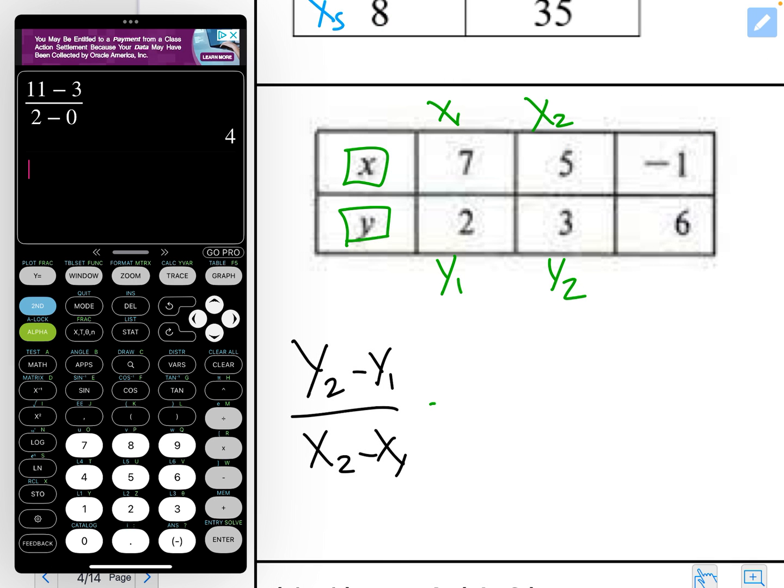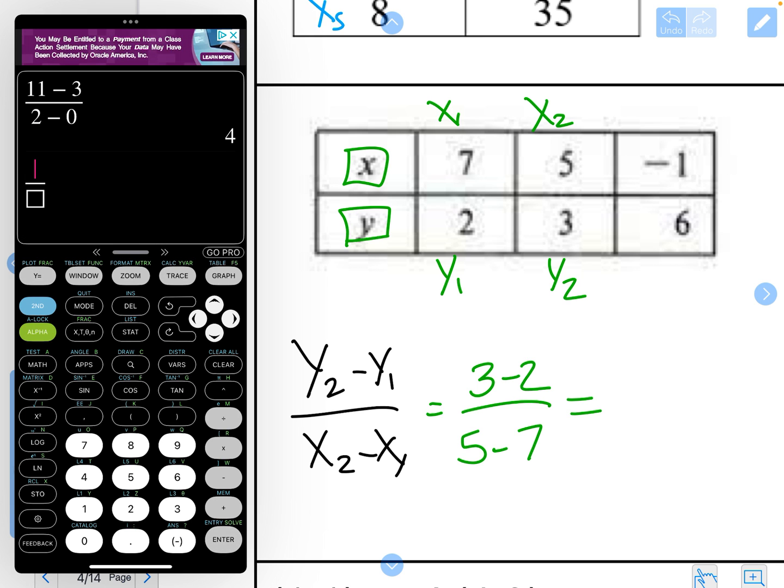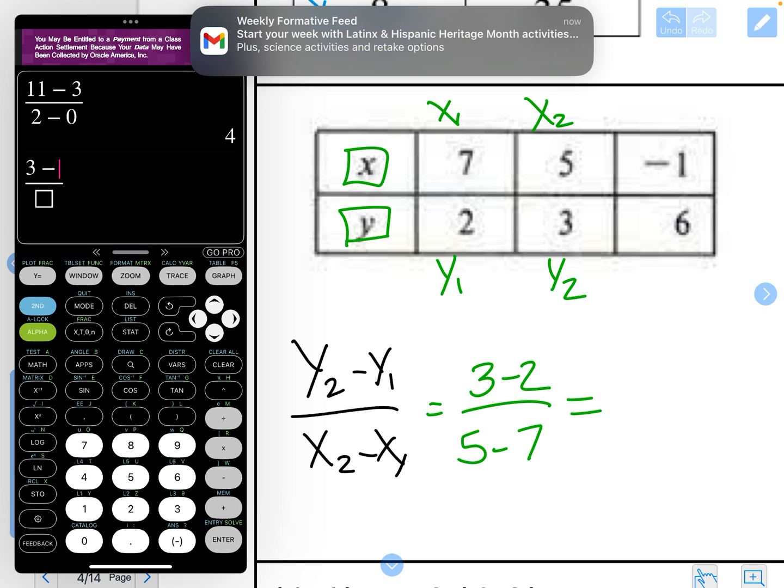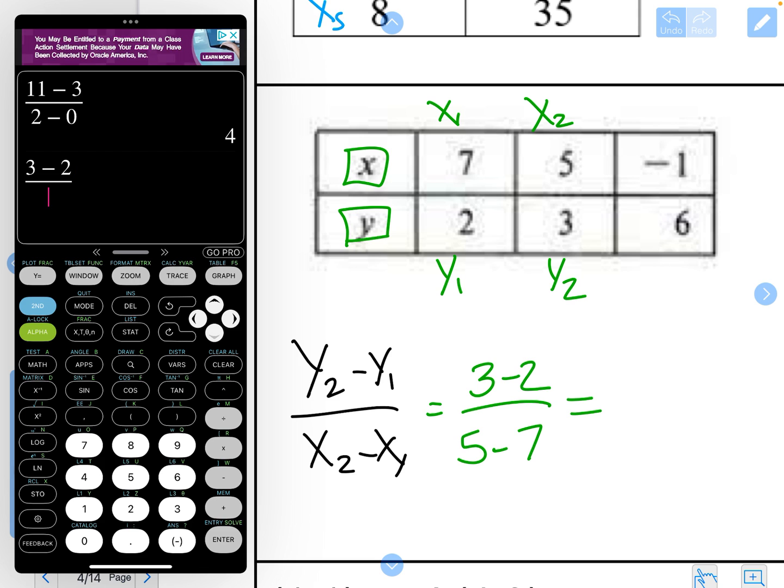And so now we need to plug in our values. So our y2 is 3 minus our y1, which is 2. Our x2 is 5 minus x1, which is 7. So we're going to hit alpha y equals and then enter on our calculator. 3 minus 2. And then I'm going to arrow down, 5 minus 7. We're going to hit enter.